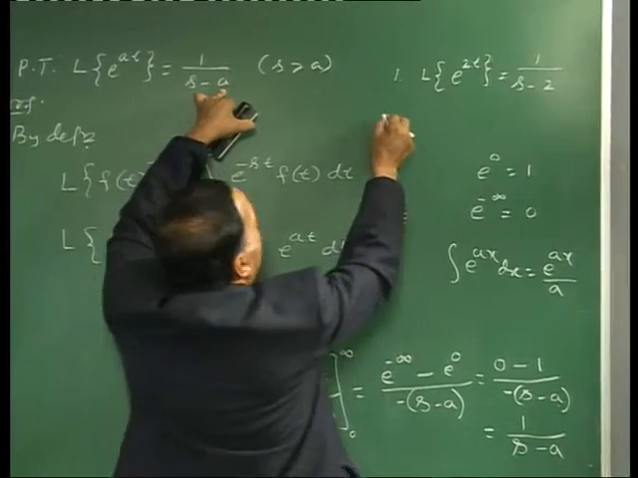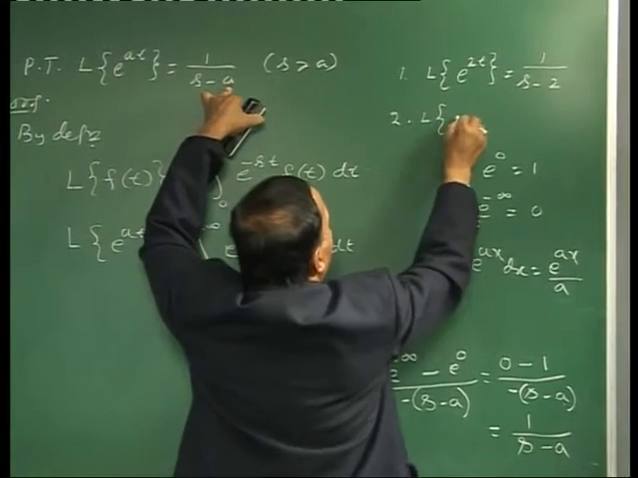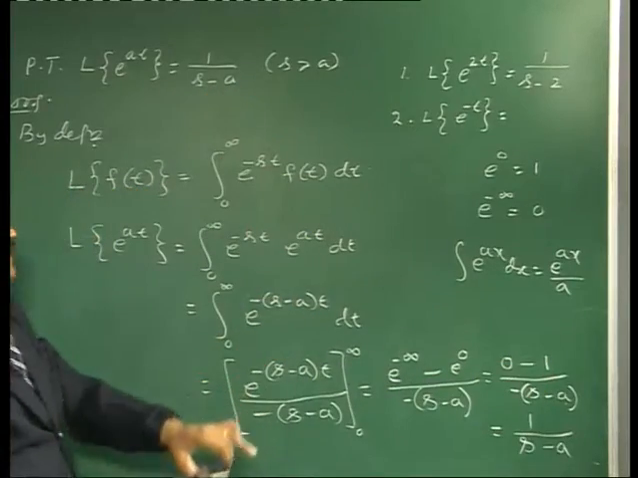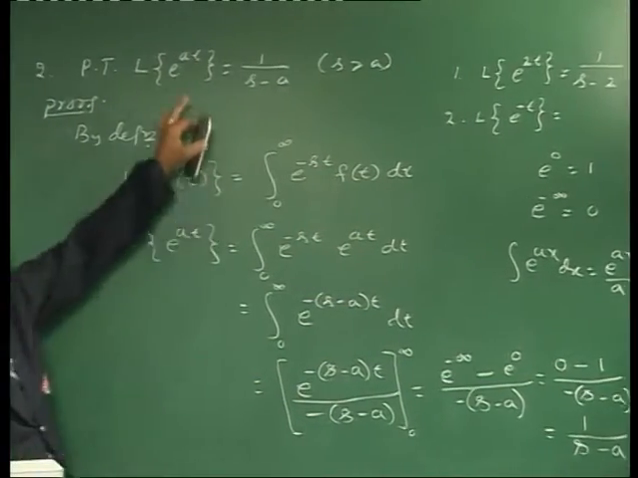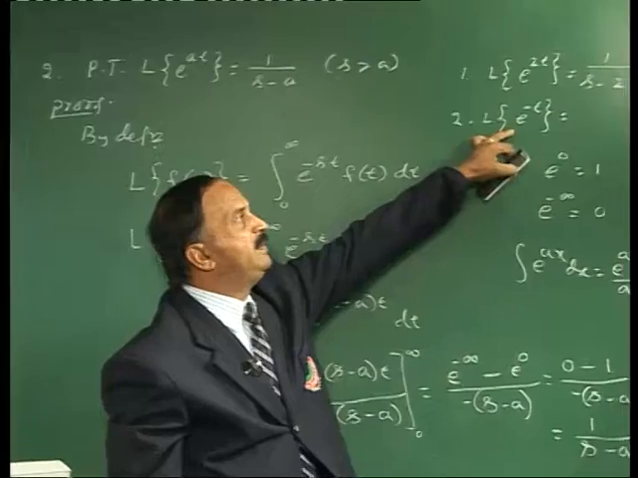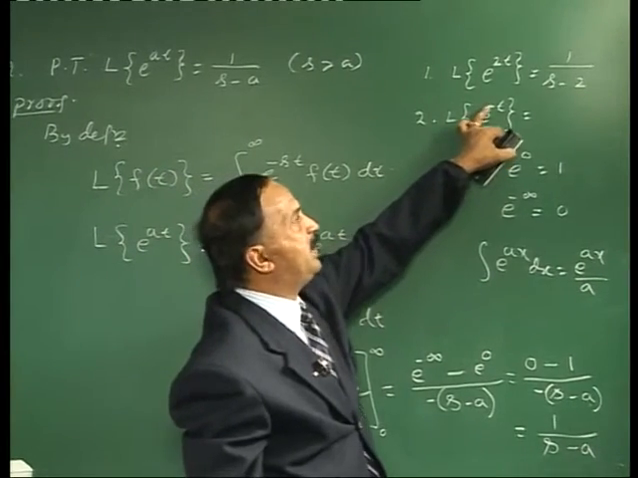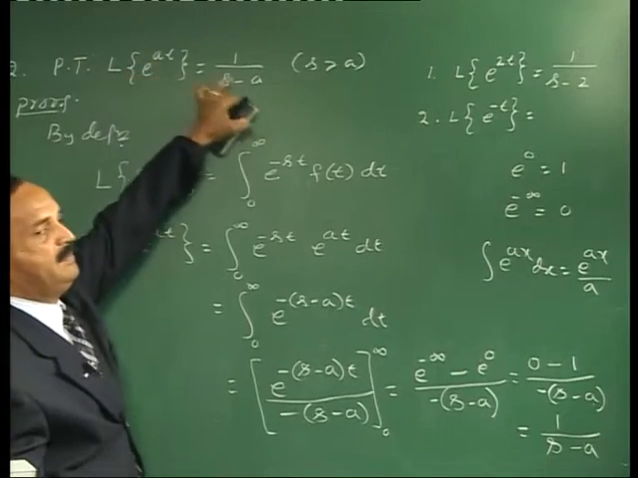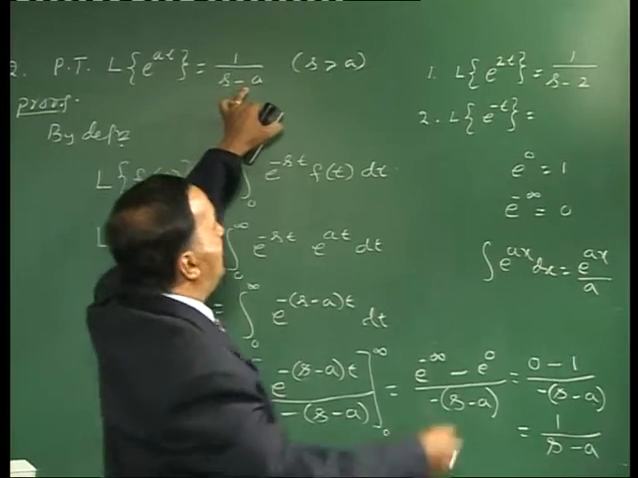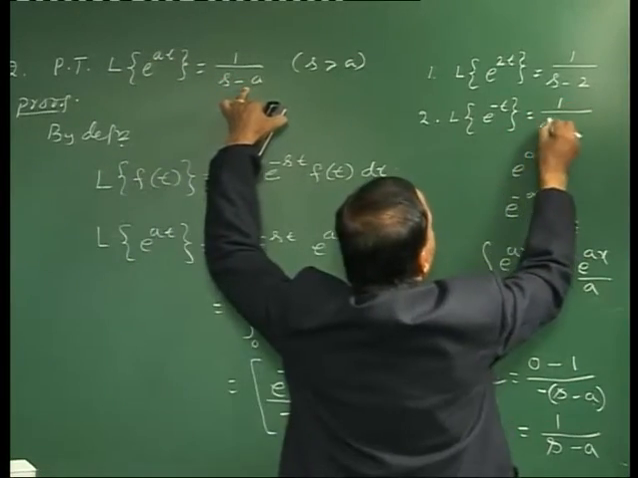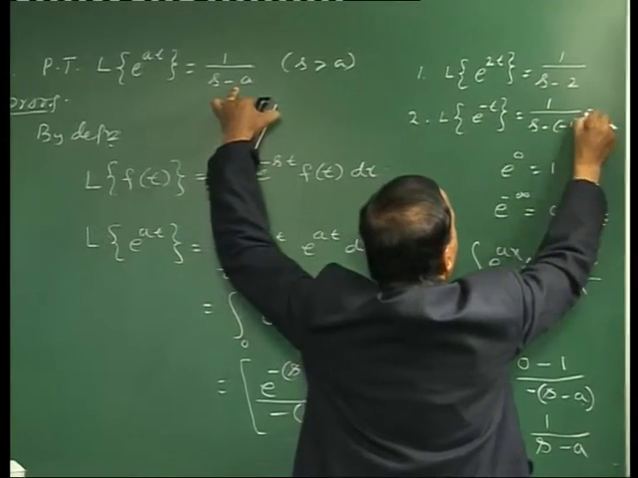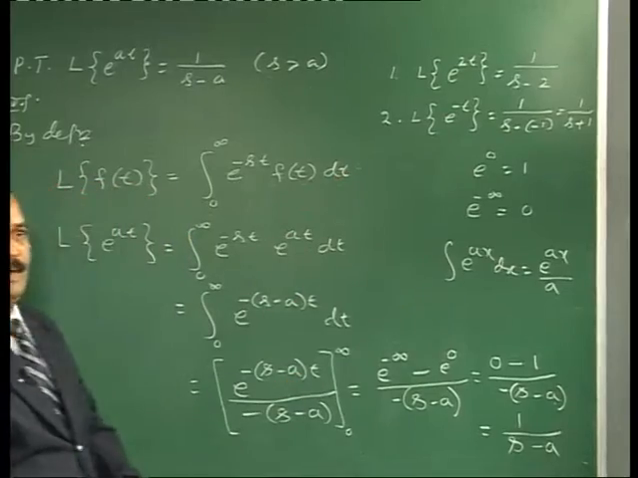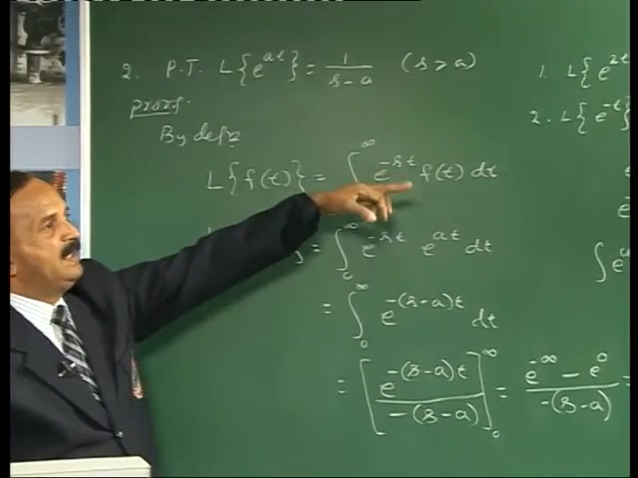For one more example, L of e to the power of minus t. By comparing, it is of the form L of e to the power of at, where a is minus 1. So put a equal to minus 1 here. Then this becomes 1 by s minus of minus 1, that is equal to 1 by s plus 1. So L of e to the power of minus t is 1 by s plus 1.